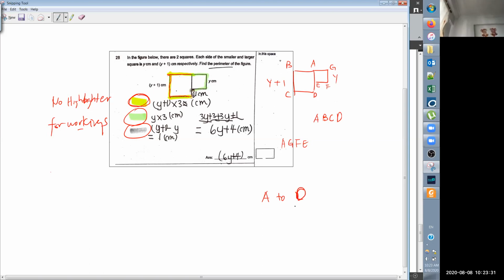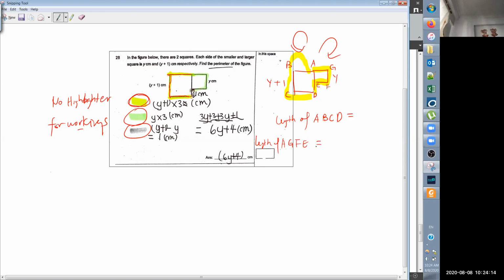A to D is very confusing because A to D can be this way. Can you see? A to D can also be this way. So if you write A to D, nobody knows where you go. So I think it's better to write like above here, A, B, C, D. So basically the length of ABCD and then the length of AGFE. Then they know that you are actually going clockwise and anti-clockwise. So this is clockwise, this is anti-clockwise. Okay, so you can actually write it like this.